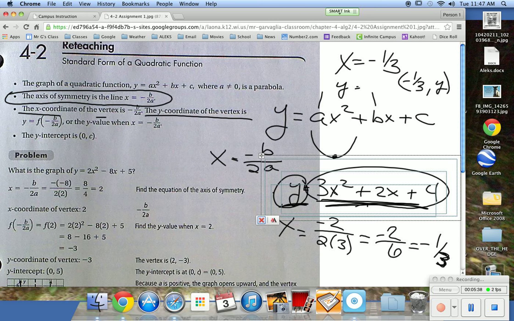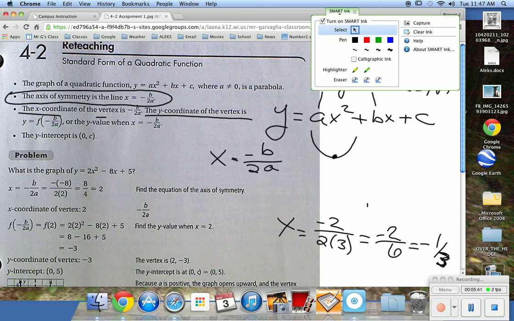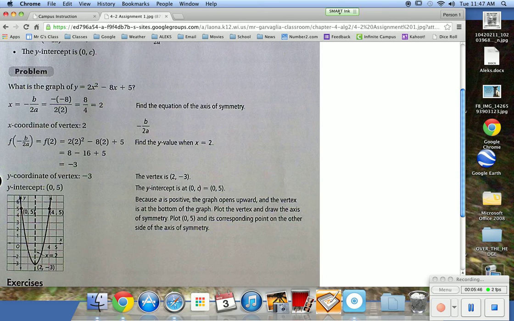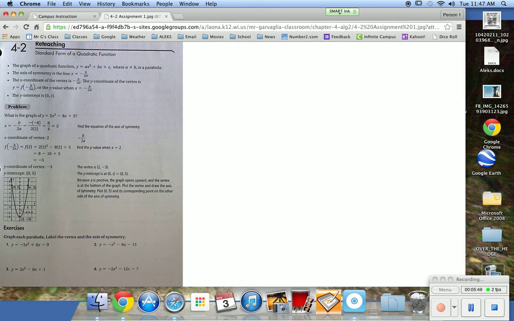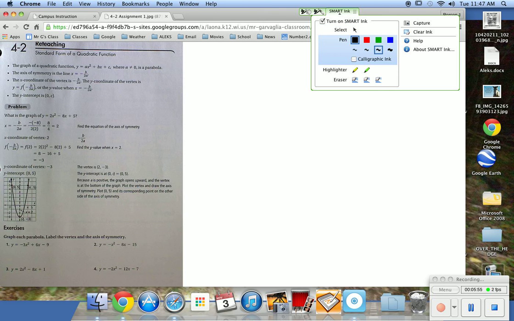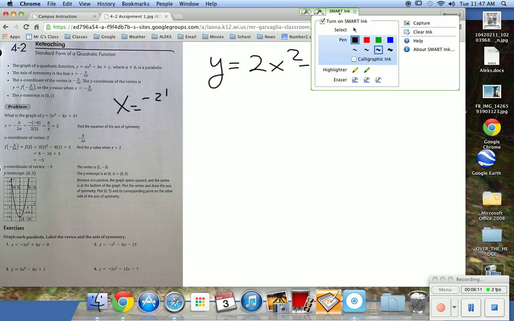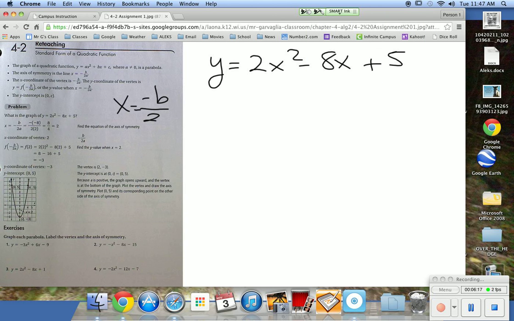I'll show you here. We're going to do this example. I'm just going to pull it off to the side. All right. We're going to say y equals 2x squared minus 8x plus 5. Remember that our x is negative b over 2a, okay?